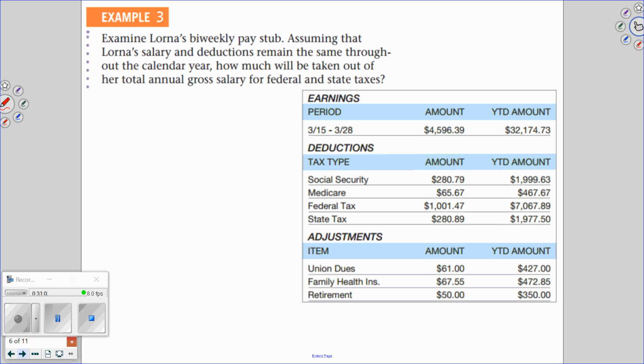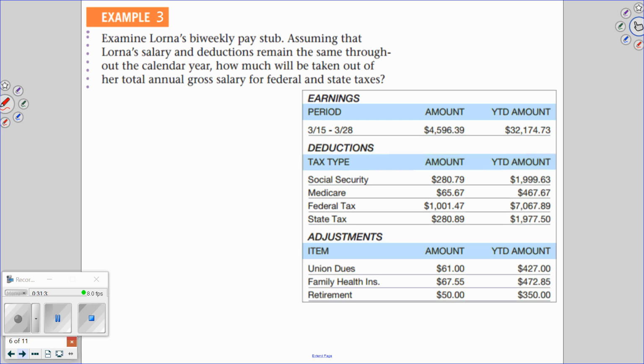Okay, so if we look up here, this is talking about her pay period from March 15th to March 28th. This is how much she made just in this pay period. What's YTD stand for? Year to date, meaning altogether thus far this year, this is how much she's made. Okay, these are gross amounts. And then it's deductions. Social Security, Medicare, federal tax, state tax. Again, this paycheck, this was taken out. This is year to date. So far for the year, this is how much has been taken out altogether.